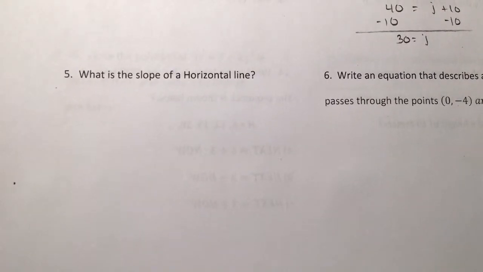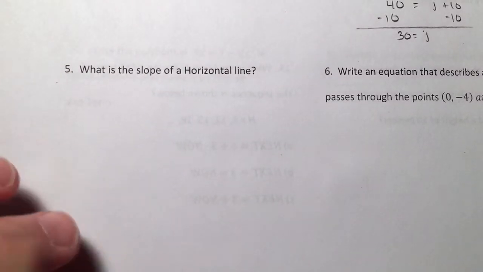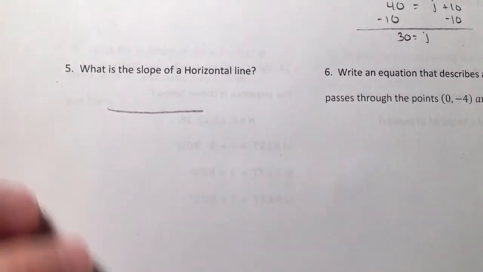Okay, part 2, final exam, review 1. Here's number 5, the slope of a horizontal line. Remember that a horizontal line runs this direction.